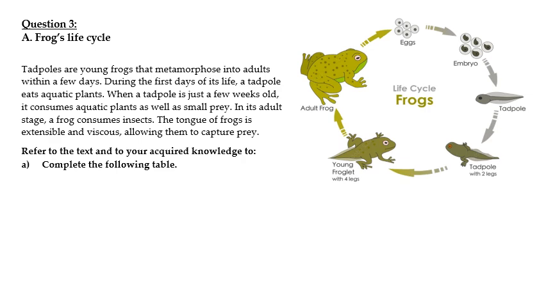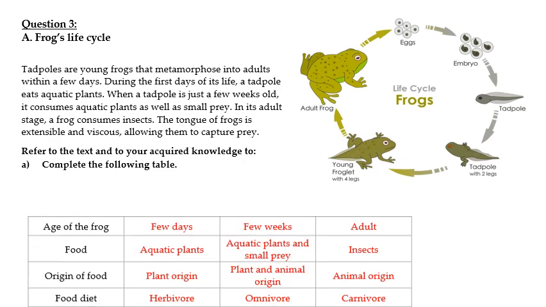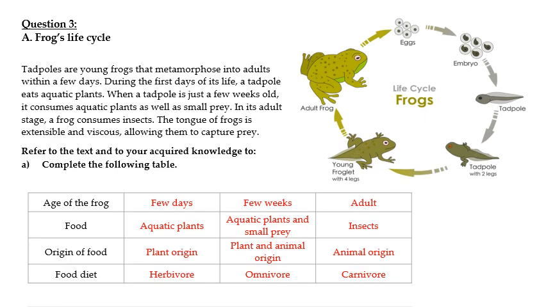The tongue of frogs is extensible and viscous, allowing them to capture the prey. Refer to the text and to your acquired knowledge to complete the table. Okay, we have this table. We have to fill in the age of the frog, the food, the origin of food, and the food diet. When the age of frog is a few days, its food is aquatic plants, and the origin of food is plant origin, as you know. Food diet, it is herbivore. If it is feeding on plants, so it's herbivore.